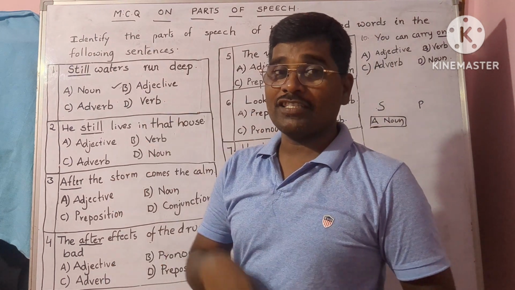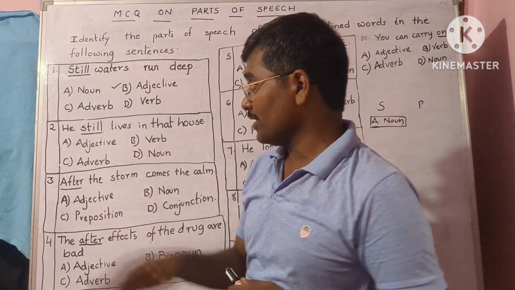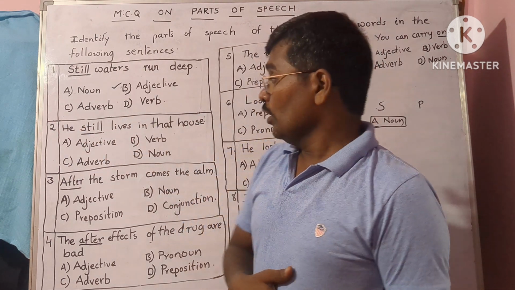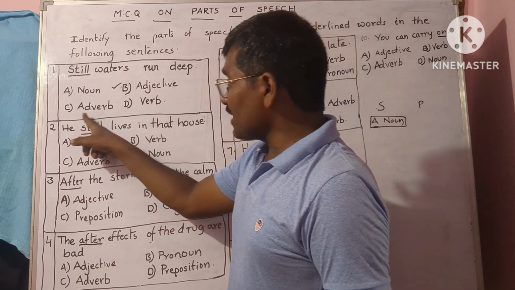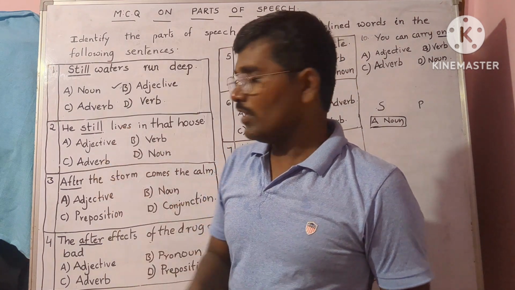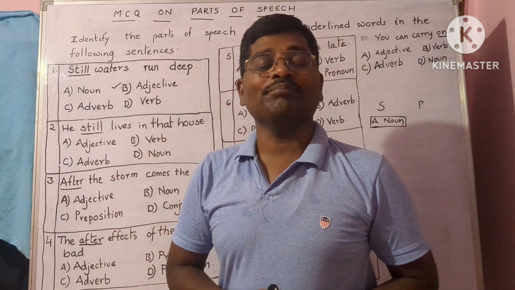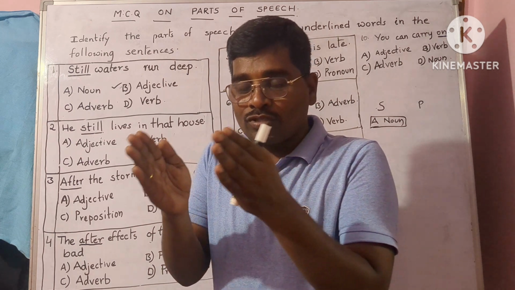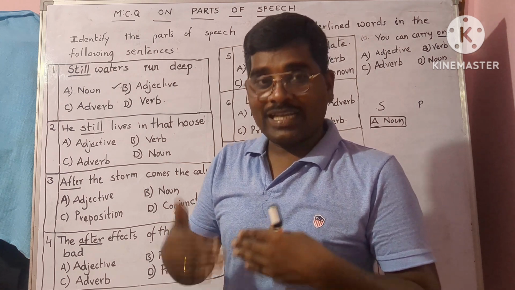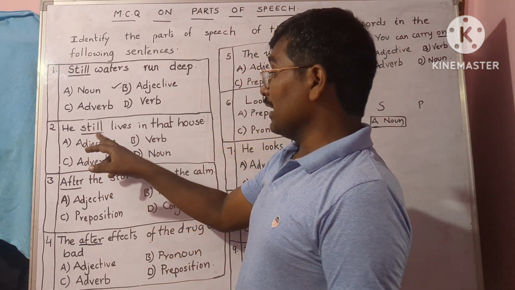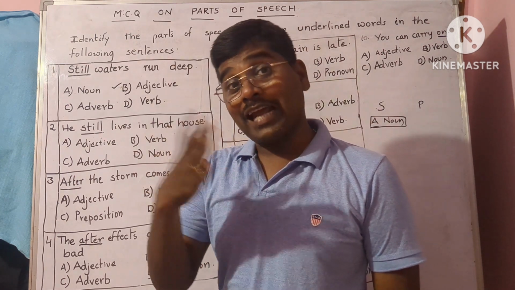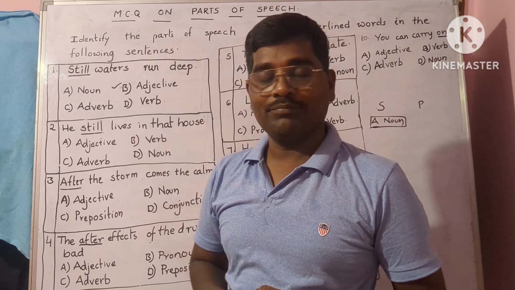If you break down the sentence into two parts as subject and predicate, he is the subject and still lives in that house is the predicate. Here, still is the word that qualifies the verb lives. He still lives, meaning he continues to live till date. He remains there in that house till date. Any word that qualifies a verb or an adjective or another adverb, we can call it an adverb.